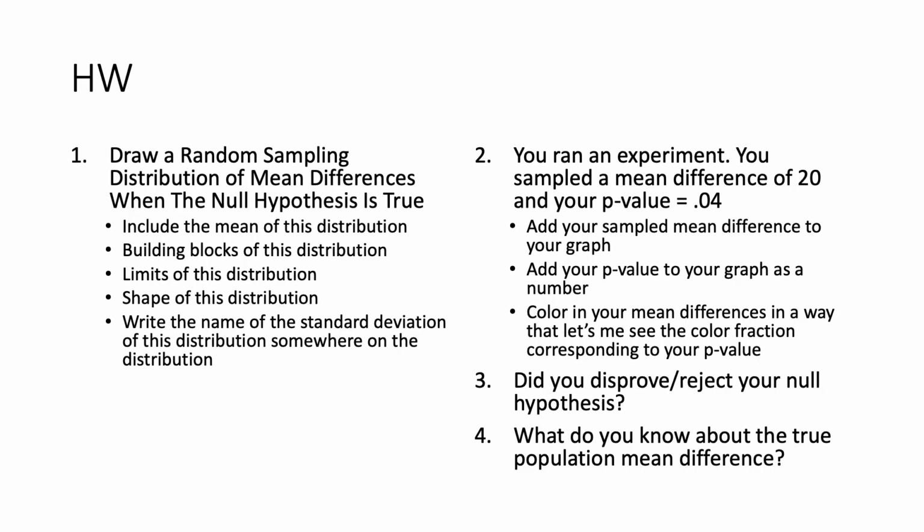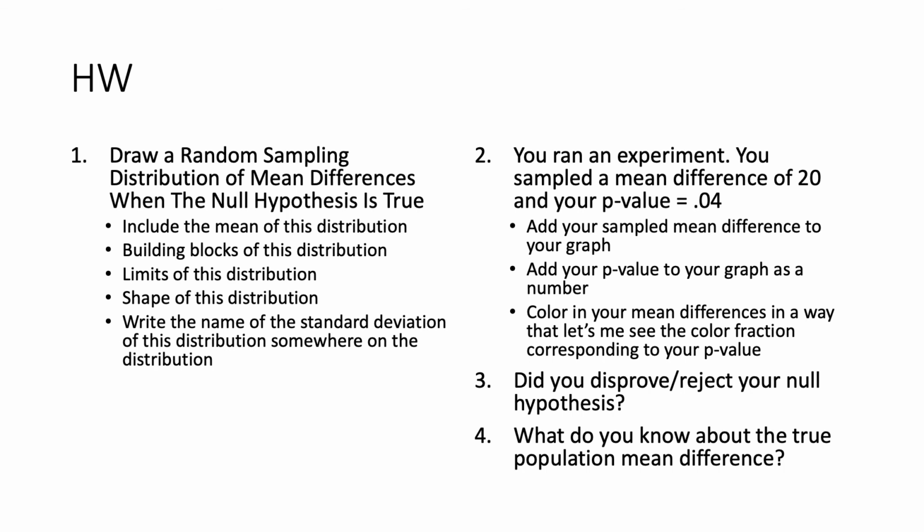I've simplified the homework. I hope it should take you about 10 minutes. I want you to draw a random sampling distribution of mean differences when the null hypothesis is true. Make sure you have all the properties listed under here. Want all of these correct. In terms of the standard deviation, just say standard deviation equals a vocabulary word that is the standard deviation of this specific distribution. Then I'm giving you one problem, okay?